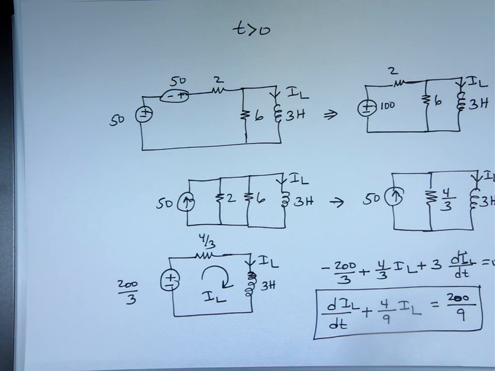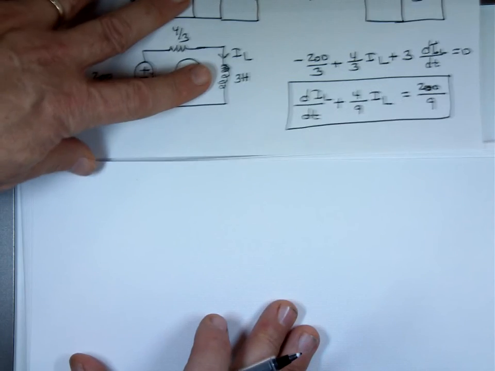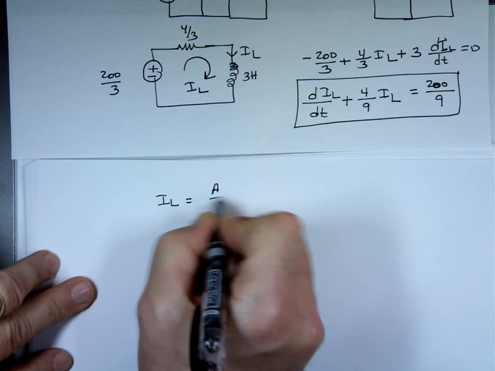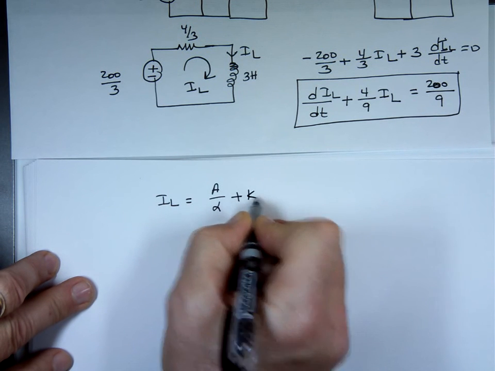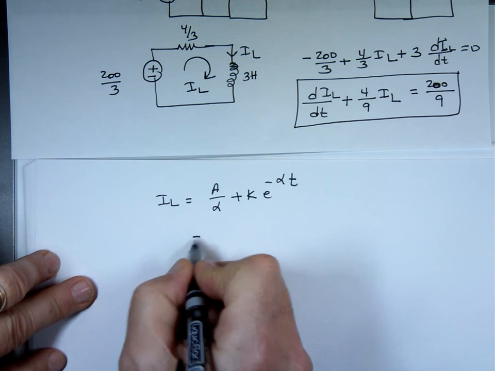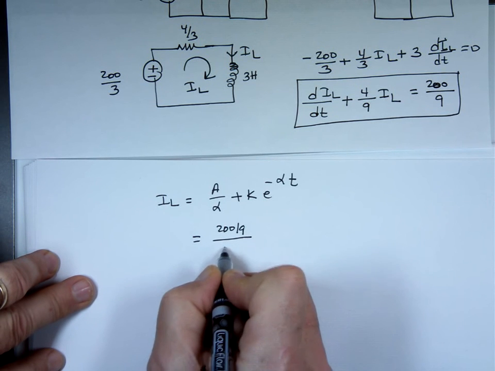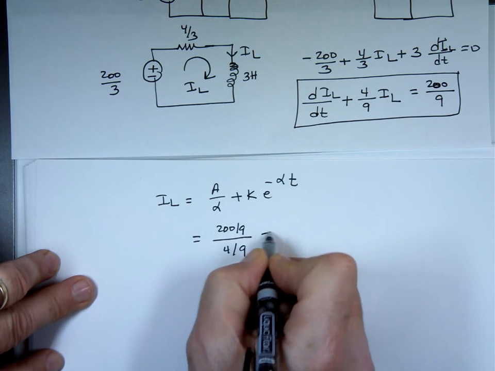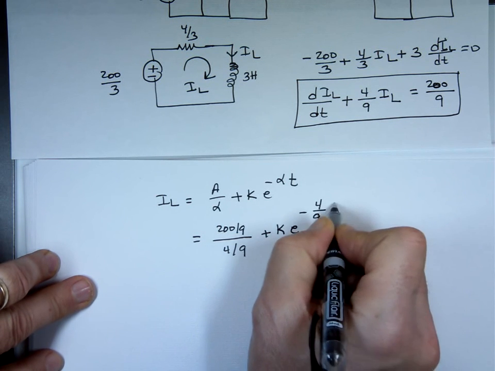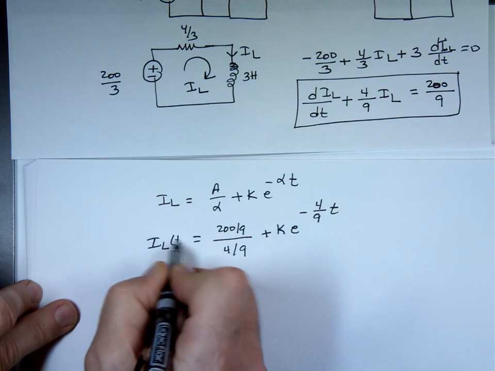Well, that looks like the format we know. So I sub L is going to be A over alpha plus K e to the minus alpha t. My A is 200 over 9. My alpha is 4 over 9. e to the minus 4 over 9 t. So that's just 50. That's a 50, yep.